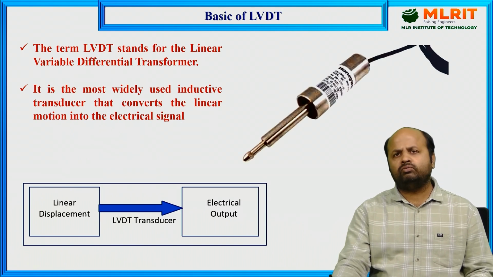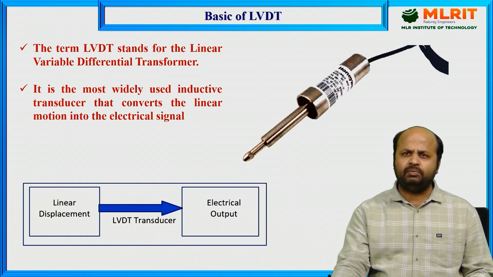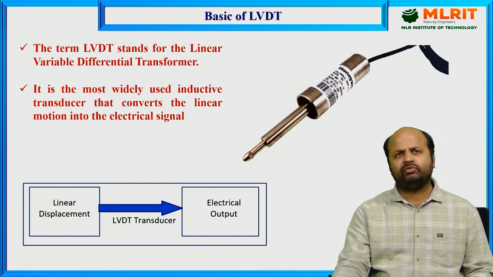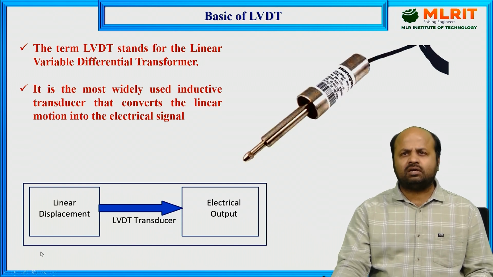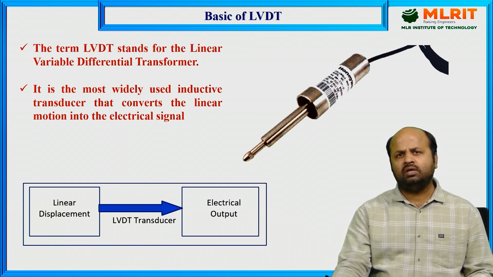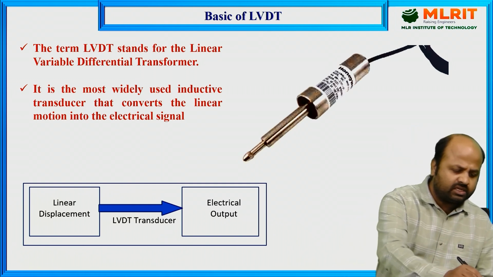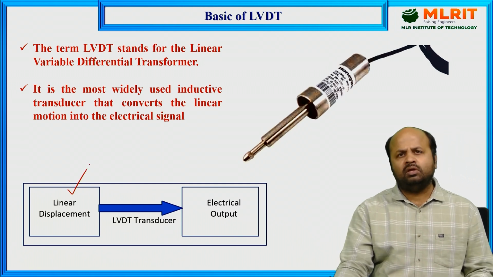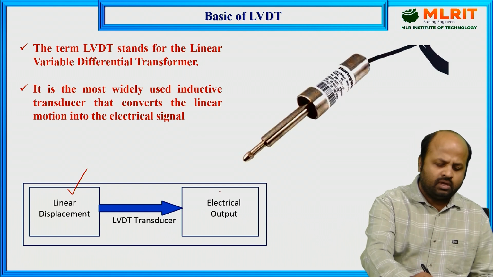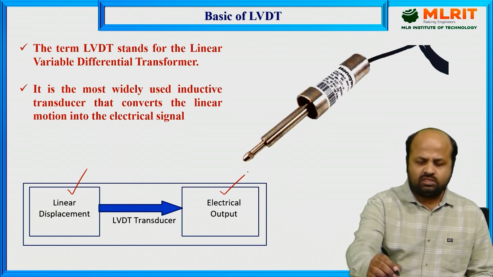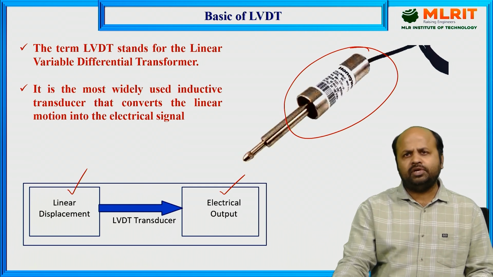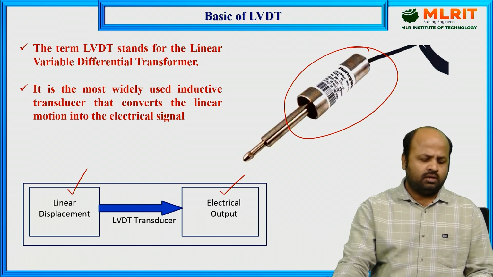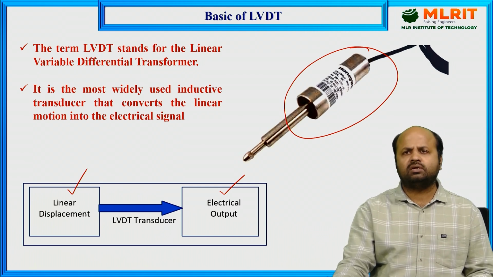First of all, we would like to know what is LVDT. LVDT stands for Linear Variable Differential Transformer. It is most widely used as an inductive transducer that converts linear motion into an electrical signal. So here we can see that a linear displacement is there, which is being converted into electrical output. This is the commercial LVDT. It looks somewhat like this type. So LVDT is the device which converts linear displacement into electrical output.